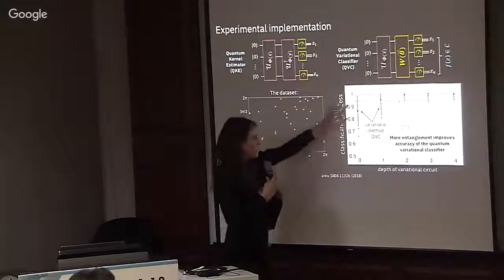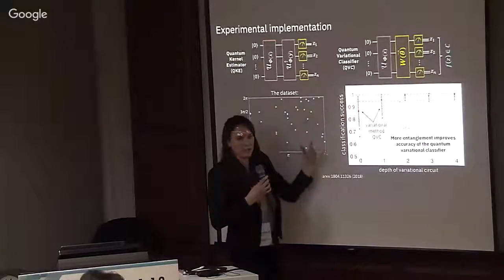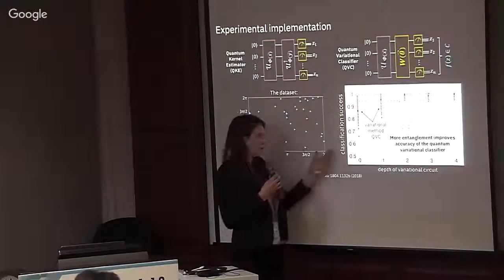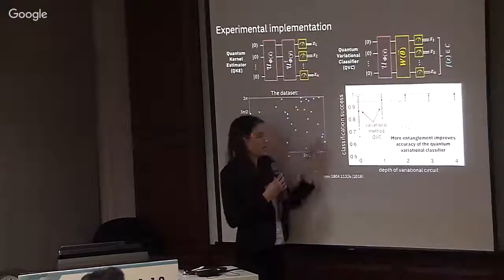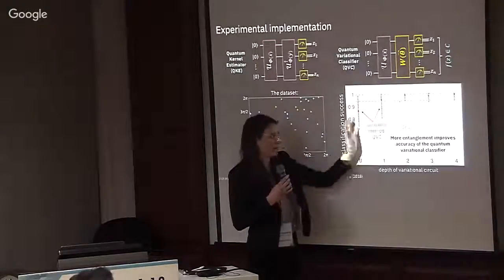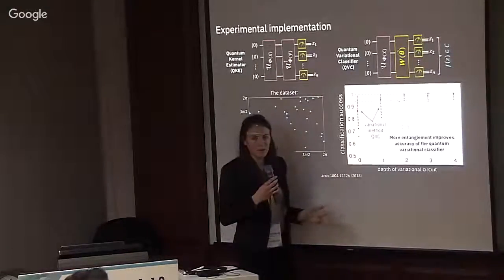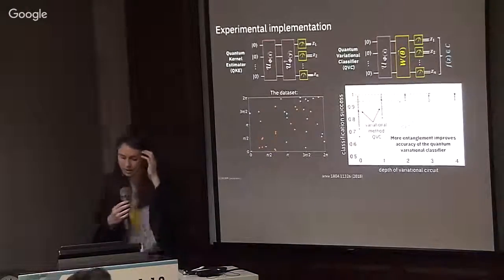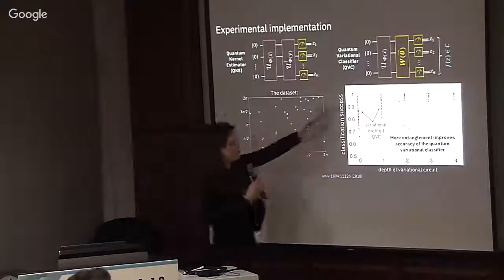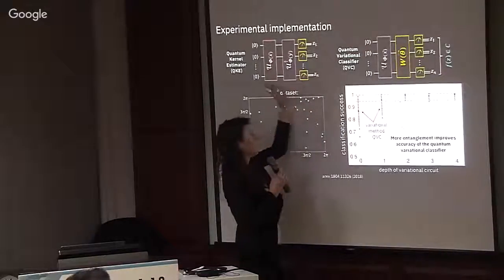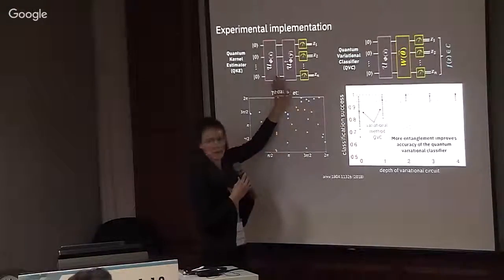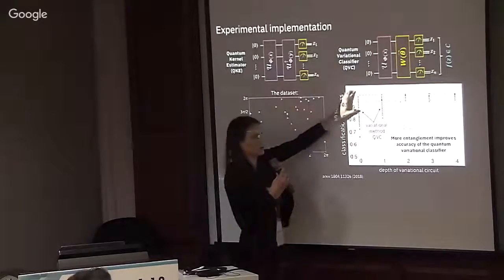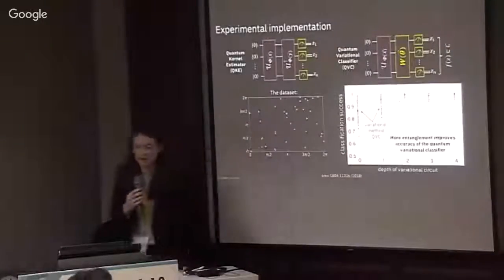These data points just represent different experiments that were run and the resulting accuracy as a function of the depth. And you can see that as the depth of the variational circuit goes up, the accuracy of the classifier improves. And then the dashed lines here are the kernel method, which doesn't have a variational circuit in it, so it's just a horizontal line.